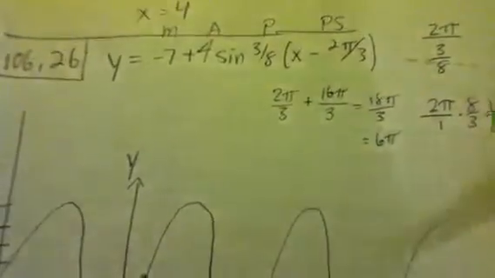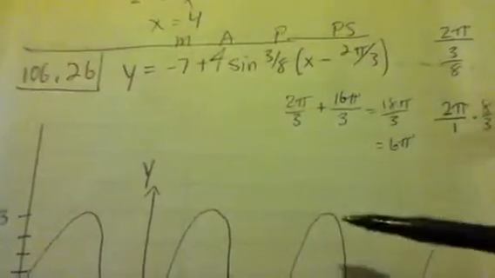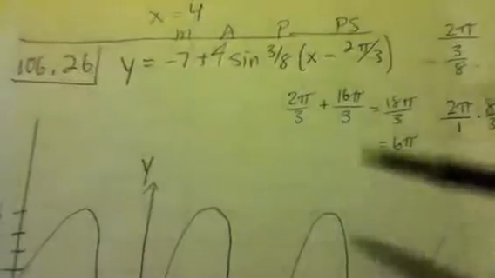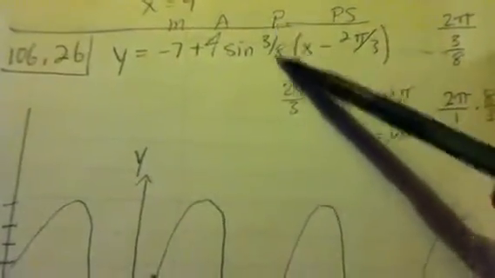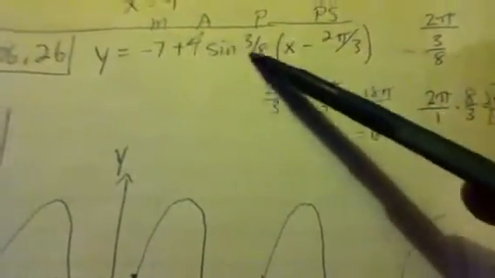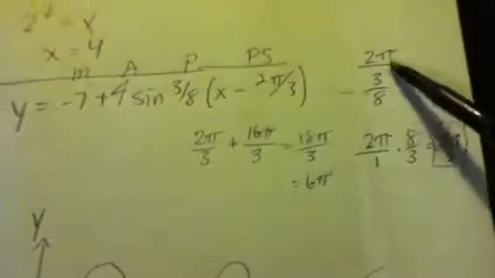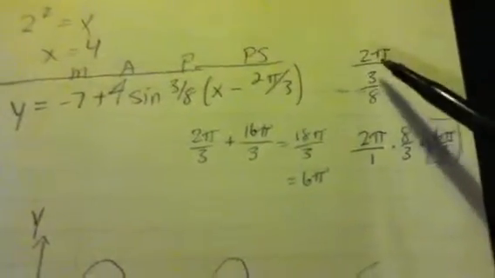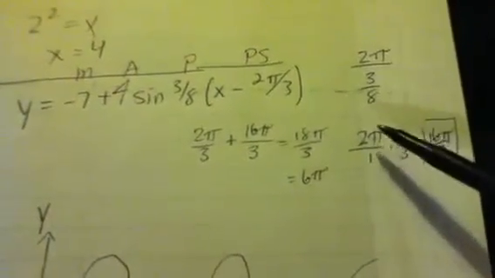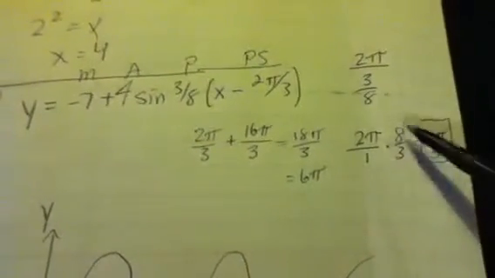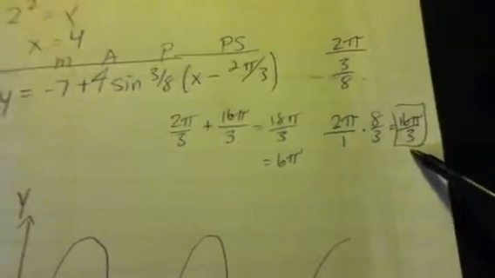So the period is found by taking 2 pi, which is the parent function's period, and dividing by whatever number appears right here in between the sine and the phase angle. So 2 pi divided by 3/8 is the same as 2 pi over 1 times 8 over 3. That turned out to be 16 pi over 3. So my period is 16 pi over 3.